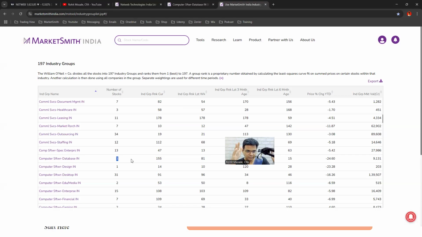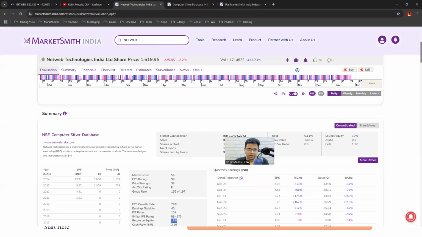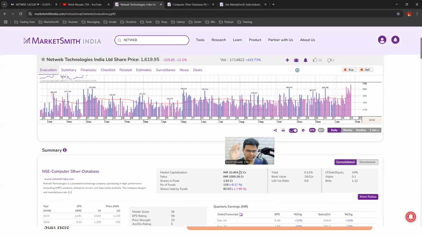He did not say it exactly the way I am telling it to you now, but if you read his book, somewhere in some chapter, he has mentioned this problem of one particular industry group having very few stocks that are not market leaders. If you look at the market capitalization, 10,000 crore is no big deal, right? Sales of 1,000 crore annual, no big deal. There are companies that sell like 25,000 crore per year. So this is very small cap. It is not a leader.